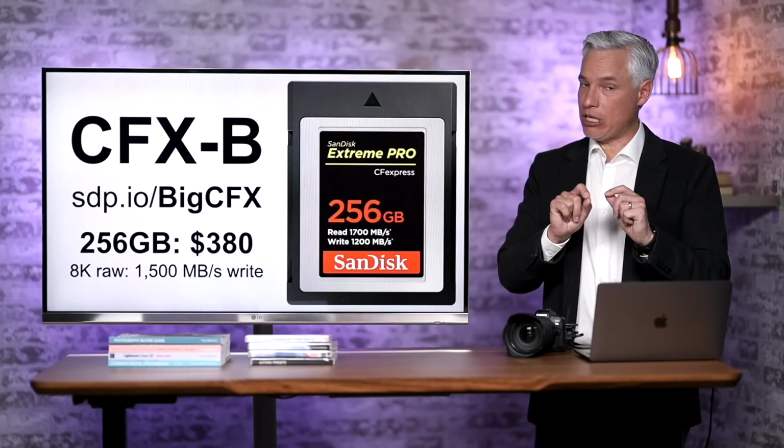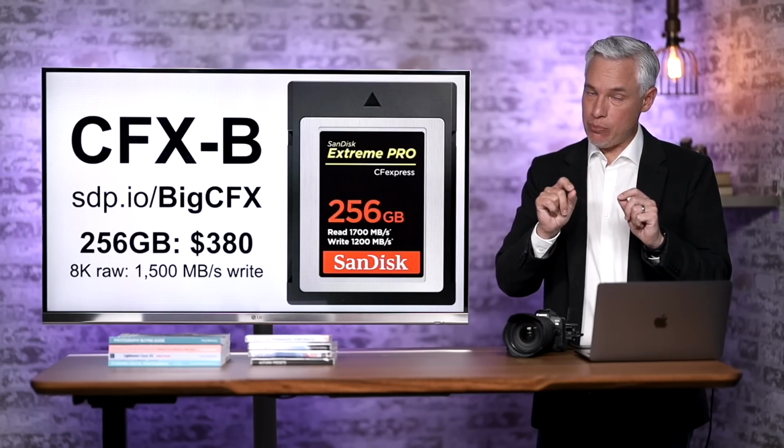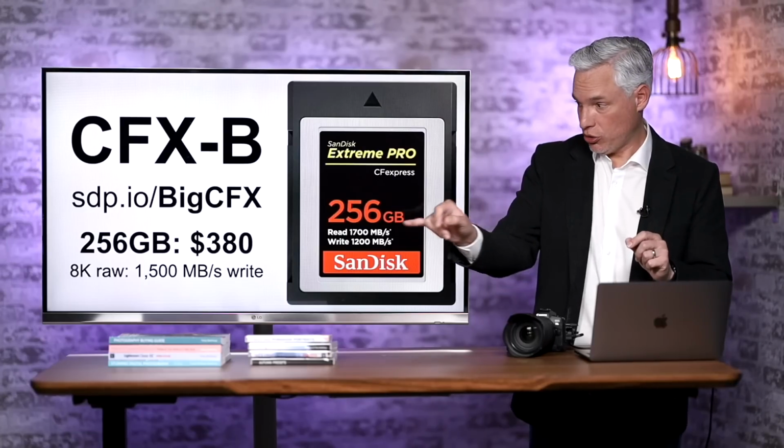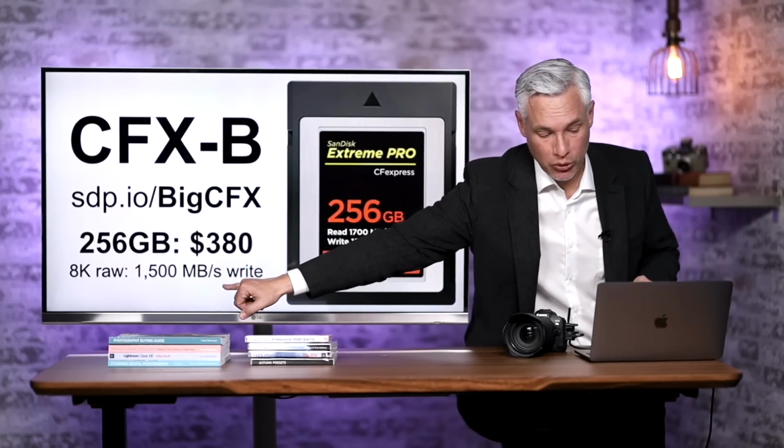Sometimes you'll see the bandwidth written in megabits per second. There are 8 bits to a byte. So make sure you look for megabytes. It's written with a capital B there.